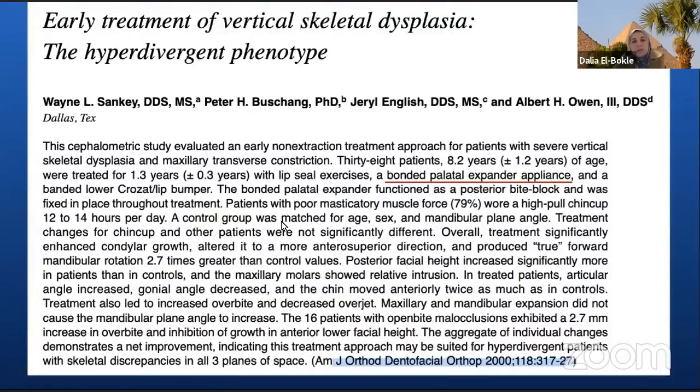Another article here showed that in which they used a bonded palatal expander that functioned as a posterior bite block, and they reported a 2.7 millimeter increase in overbite, as well as inhibition of growth in anterior lower face height.